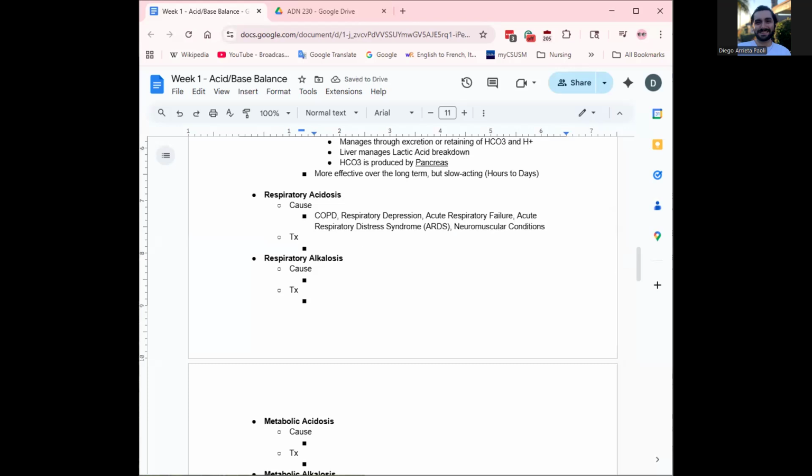Okay. But yeah, so there'd be a retention of CO2 either from difficulty... I'll include asthma as well. Not like, it'd be more like an unmanaged asthma. You said chest trauma, yep. So chest trauma, drug overdose, neuromuscular. All right, perfect.